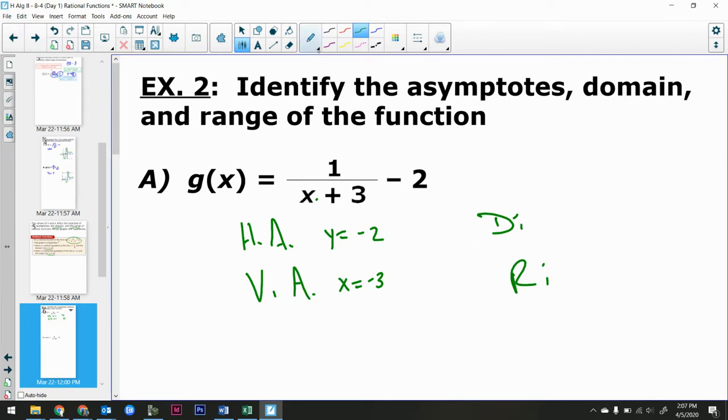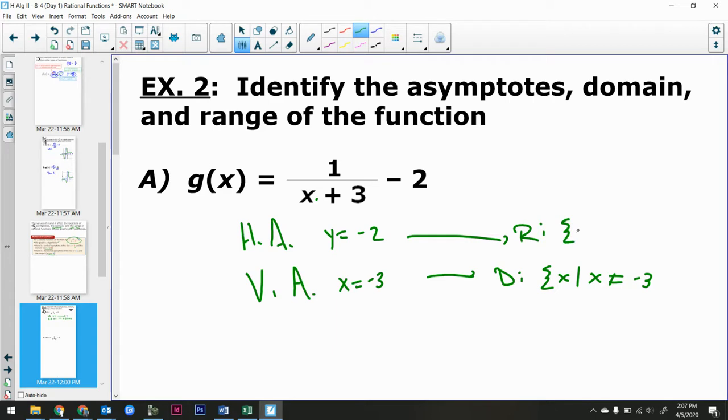Actually, I should have rewritten this. I probably should have flip-flopped it around, because the vertical asymptote matches right up with the domain, which is all x values such that x cannot be -3. And then the range matches up with the horizontal asymptote, all y's such that y cannot be -2. Okay. Oops, forgot to put the caps on the end. All right, there we go.